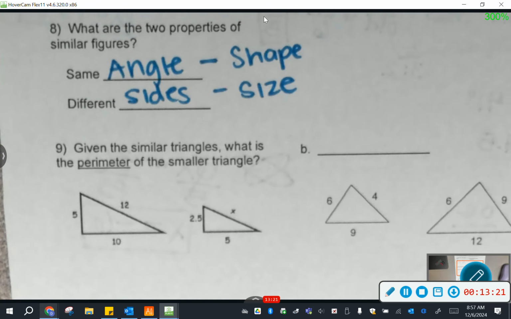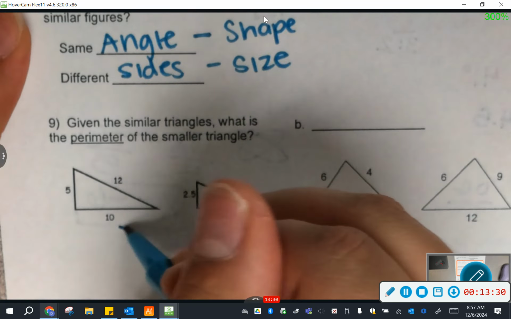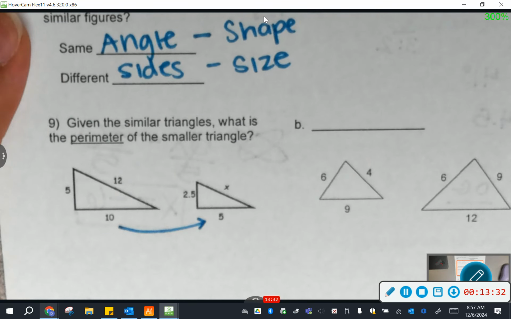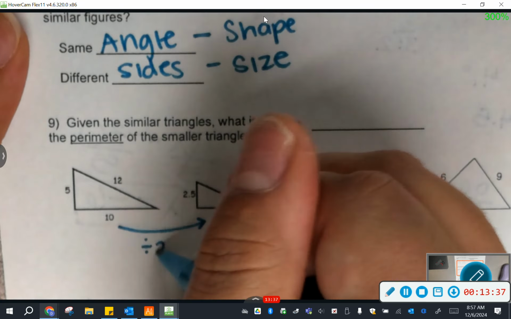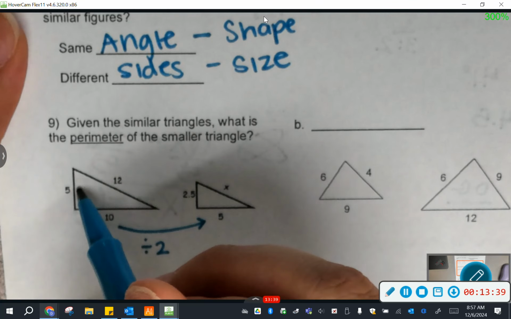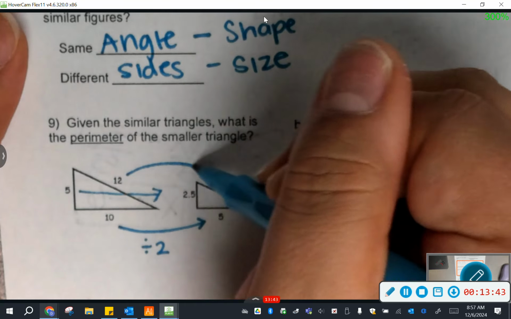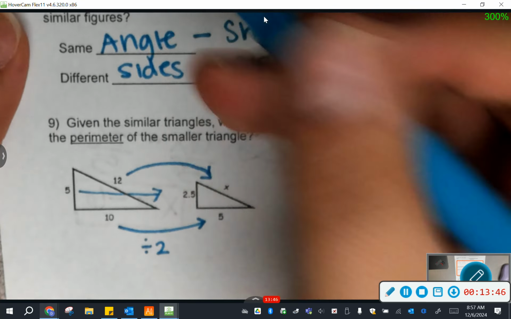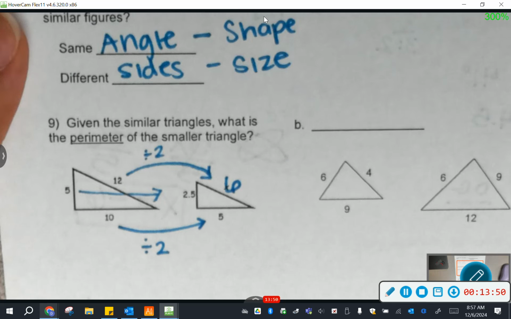The next one is like the warm-up we did. You could set up a proportion. I'm going to do this a little bit easier so we can go faster. We only have 10 minutes. What do you notice is happening from here to here? Divide by 2. Do you agree that's happening from 5 to 2.5 as well? So what do I need to do to 12 to find x? Divide by 2. What's my answer? X is 6.